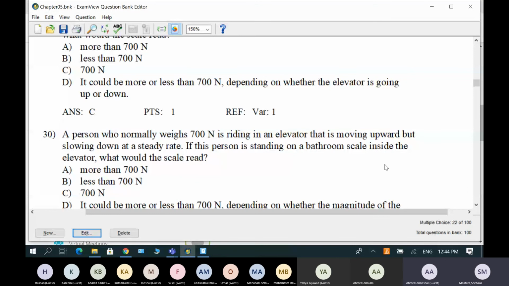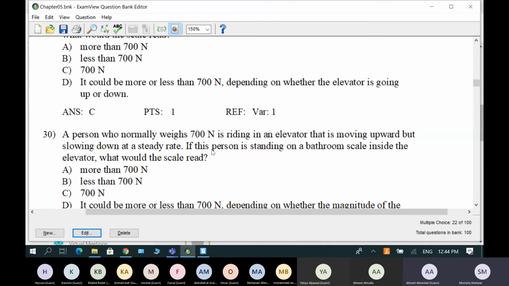Listen first. He weighs 700 Newton, riding an elevator that is moving upward. So the direction of movement is upward, not the direction of acceleration, but it is slowing down. So if it's slowing down and moving upward, what is the direction of acceleration? The direction of acceleration is down. Yes, acceleration is down.